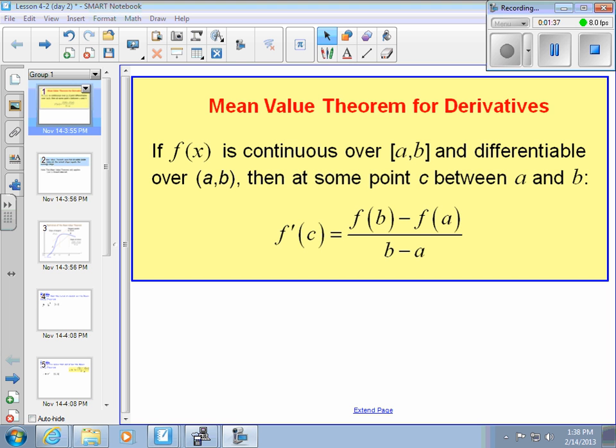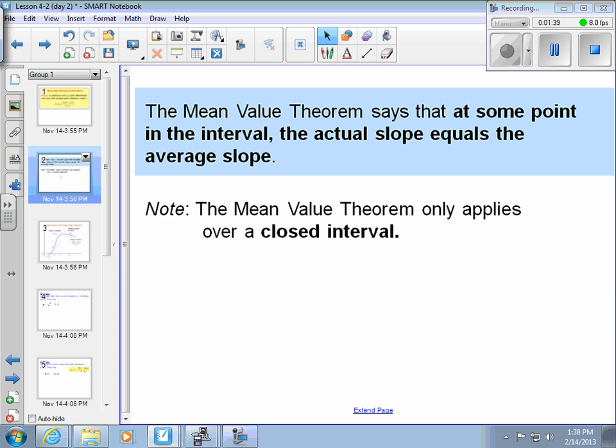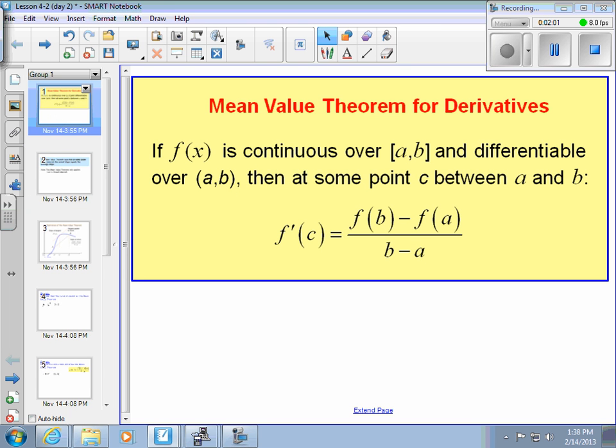All right, what does this mean value theorem really mean? The mean value theorem says that basically at some point in the interval, the actual slope equals the average slope. And keep in mind again that the mean value theorem only applies over a closed interval. So it means at some point the actual slope equals the average slope. Here's what that looks like.